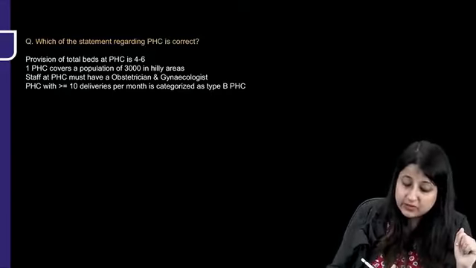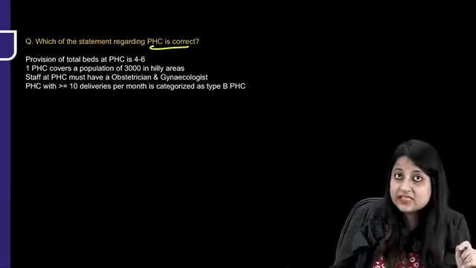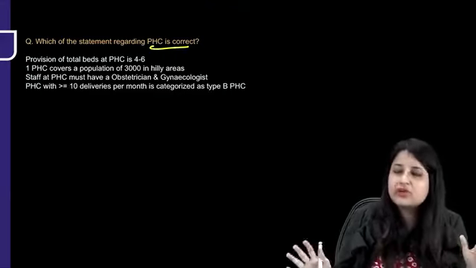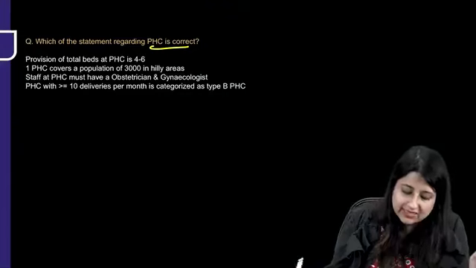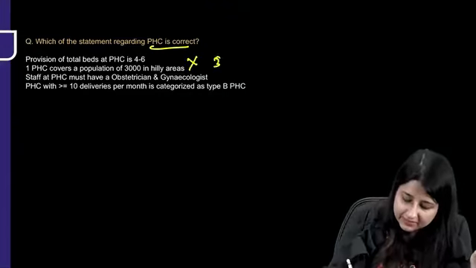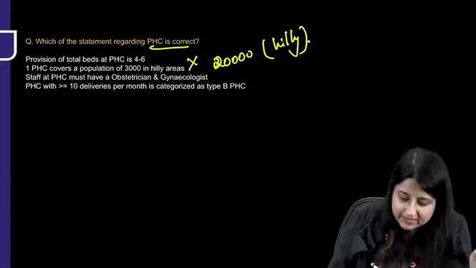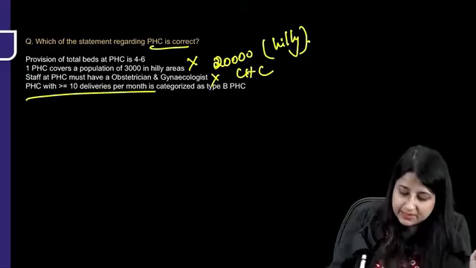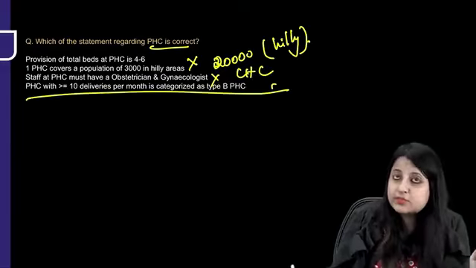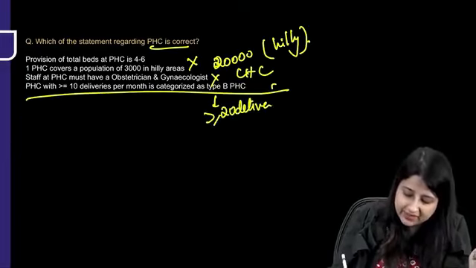Which statement regarding primary health center is correct? Provision of total beds at PHC is 4 to 6. Yes, if you remember, type A is 4 to 6, type B is 6 to 10, but overall if they ask you, 4 to 6. One PHC covers a population of 3,000 in hilly areas. No, one PHC covers a population of 20,000 in hilly areas. Staff at PHC must have an OBG. No, not at PHC, at a CHC. PHC with more than or equal to 10 deliveries per month is type B. No, more than or equal to 20 deliveries per month.